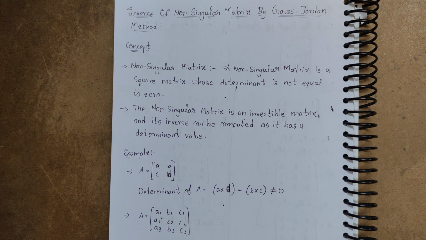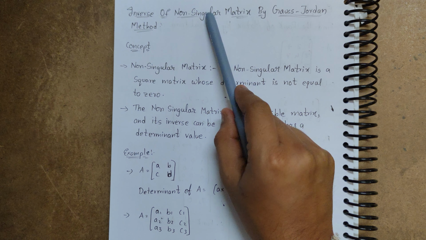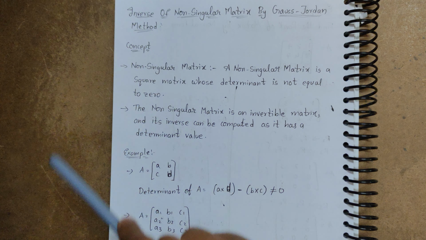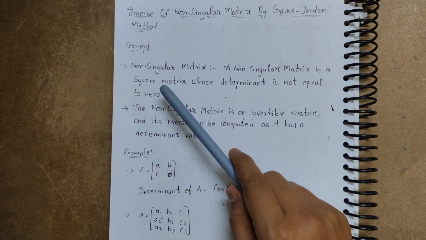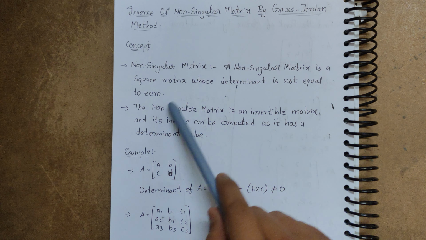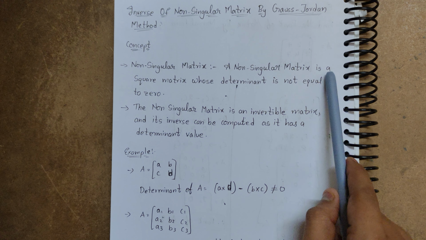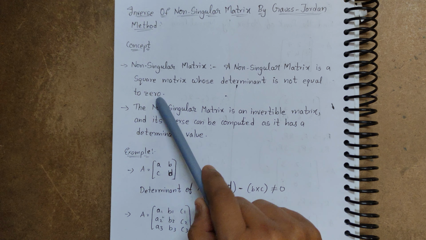In this video, I am going to explain about inverse of non-singular matrix by Gauss Jordan method. Okay, so first let's see the concept behind this. What is a non-singular matrix? A non-singular matrix is a square matrix whose determinant is not equal to 0.